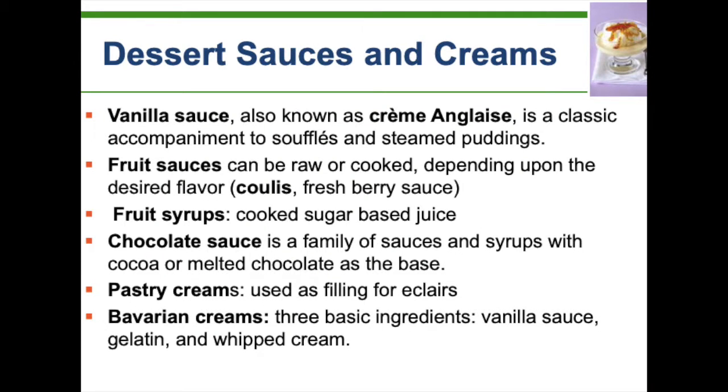Okay, dessert sauces and creams. Vanilla sauce, which we call crème anglaise, is a classic accompaniment for soufflés and steamed puddings. It's made with eggs and vanilla and whatnot. Fruit sauces can be raw or cooked depending on the desired flavor, like a raspberry coulis, which is a fresh berry sauce. Fruit syrups are cooked sugar-based juice. Chocolate sauce is a family of sauces and syrups with cocoa or melted chocolate as the base. Pastry creams are used as a filling for eclairs. Bavarian is 3 basic ingredients: vanilla sauce, gelatin, and whipped cream.